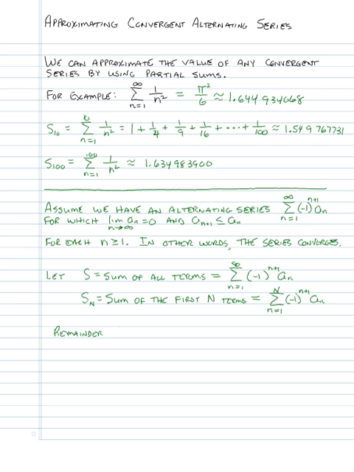In other words, the remainder, I'll call it R sub capital N, is the difference between the actual sum and the partial sum. So in some ways, R sub n is the deviation from the actual sum. That is the error our partial sum is from being equal to the actual sum.